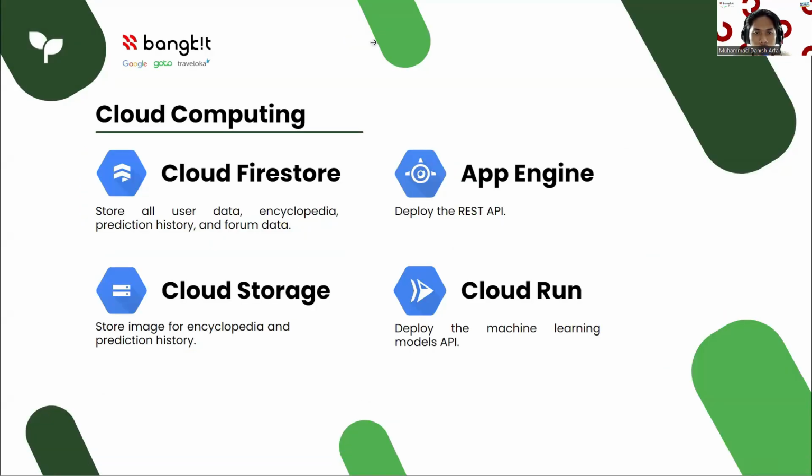In Verify, we use Google Cloud services such as Cloud Firestore as our database to store all user data, encyclopedia, user prediction history, and forum data. The next one is Cloud Storage. In Cloud Storage, we store all images that will be used in the encyclopedia and the user prediction history images. And then we use App Engine to deploy our application API. And the last service that we use is Cloud Run, where we deploy the machine learning model.